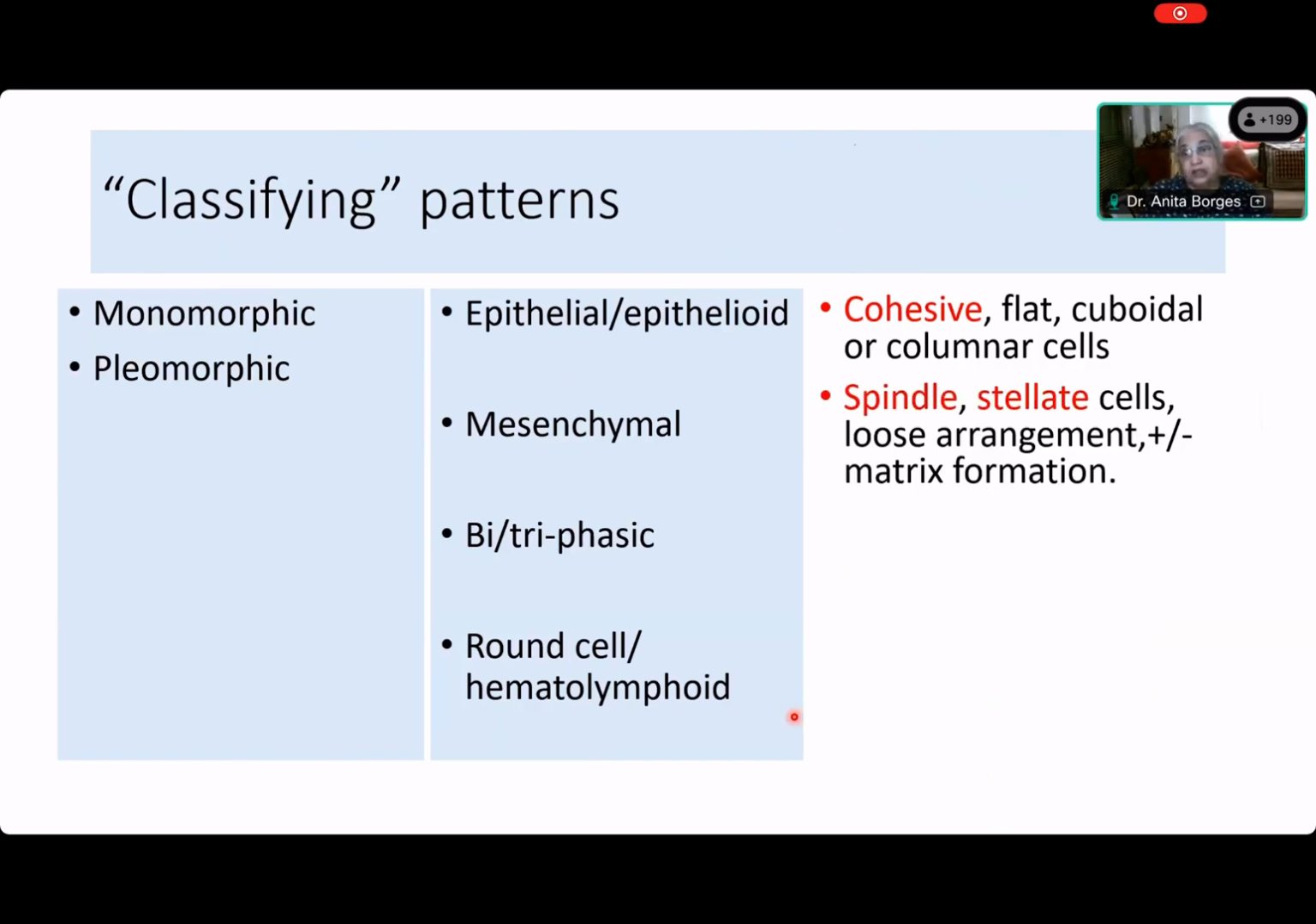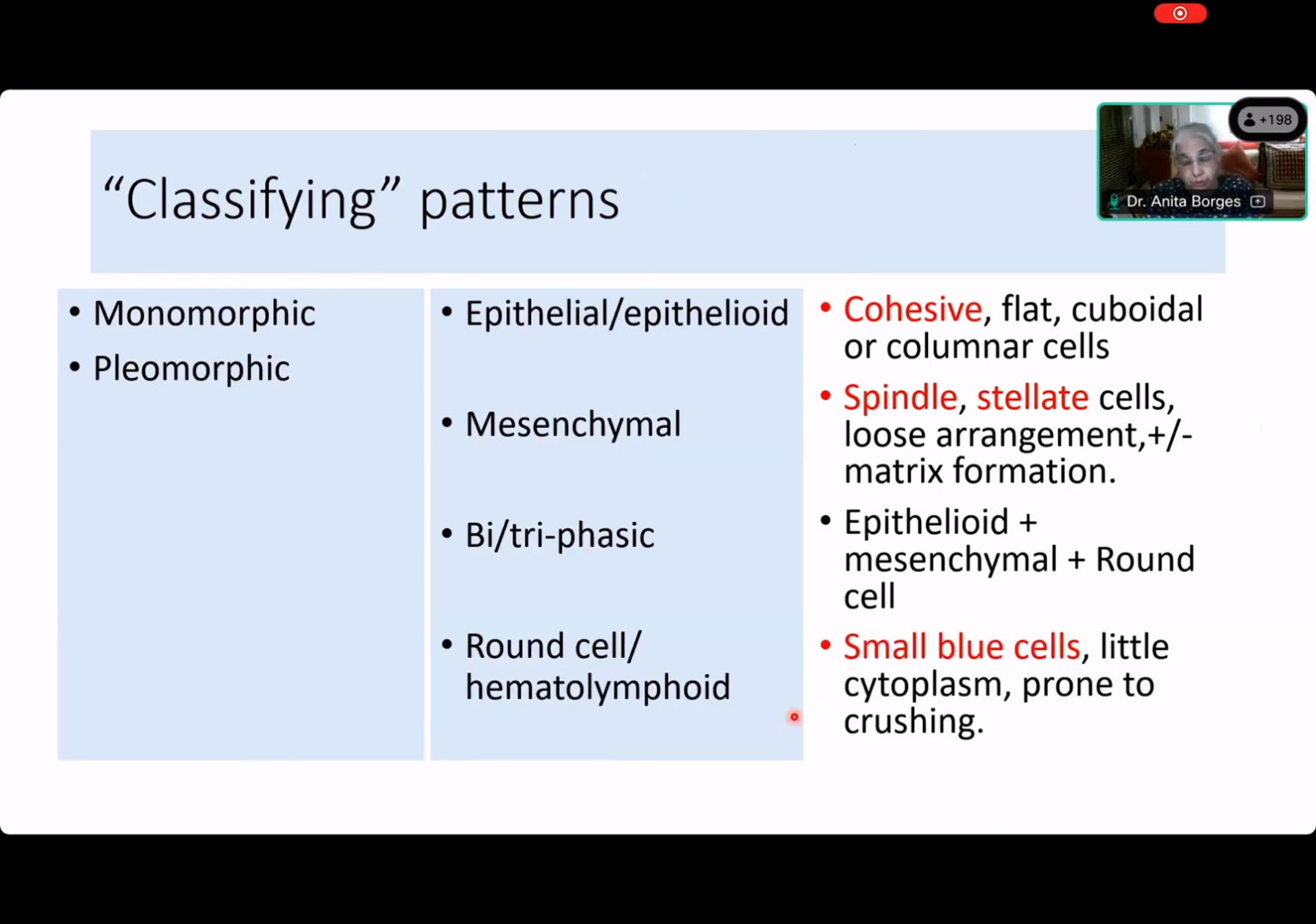Mesenchymal, it's spindle, stellate cells, in a loose arrangement. Sometimes you have matrix formation in that tumor. By triphasic tumors, it can be epithelial or epithelioid with some mesenchymal spindle or stellate cells, and sometimes round cells also mixed up in it. And they don't have to be malignant, they can be absolutely benign. And then you have the round cell hematolymphoid tumors where you have small blue cells with little cytoplasm which are prone to crushing, and they are really very difficult tumors. Okay, and bi- and triphasic tumors do not usually come into this poorly differentiated category. It's this epithelioid, mesenchymal, and round cell or hematolymphoid.